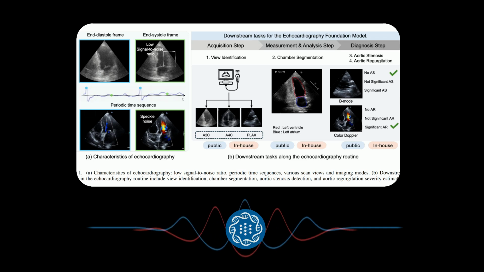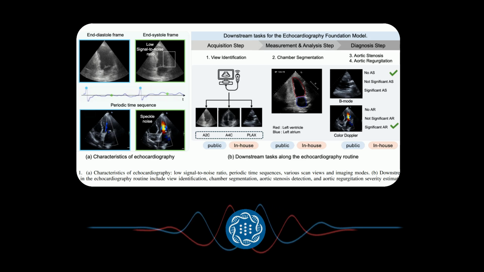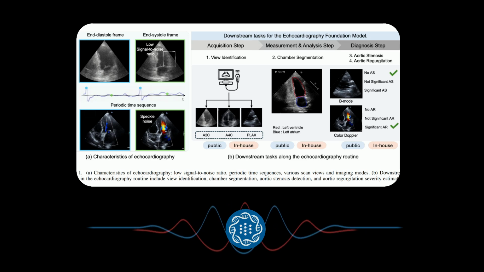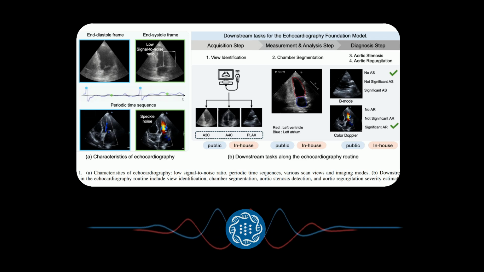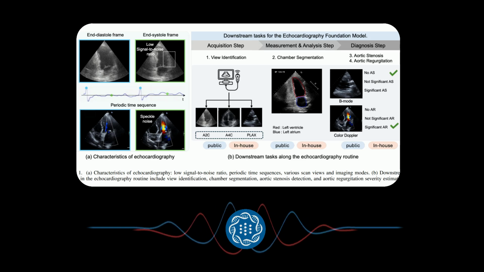It really is. And what's even more impressive is that EchoFM didn't need any explicit labels or annotations to learn how to do this. So it's like they just showed it a ton of echocardiograms and said, figure it out. Exactly. And it did. It figured out how to interpret those videos just by observing patterns and relationships in the data. It's like a medical student learning by watching countless hours of surgeries. And did it actually work? Could it actually analyze those echocardiograms effectively? It did. In fact, it outperformed state-of-the-art methods that were specifically designed for echocardiography analysis.